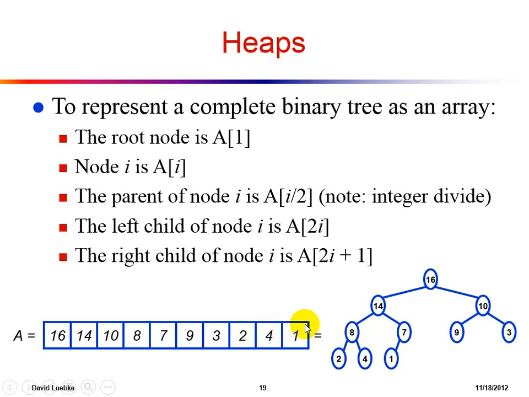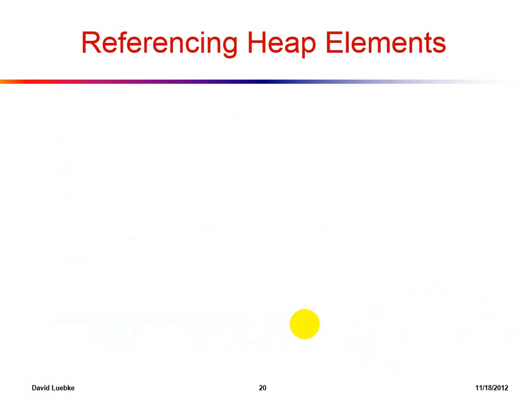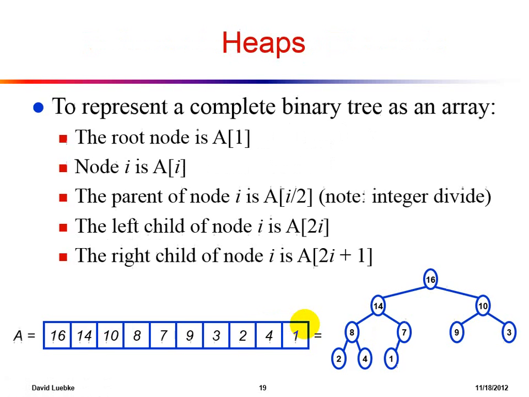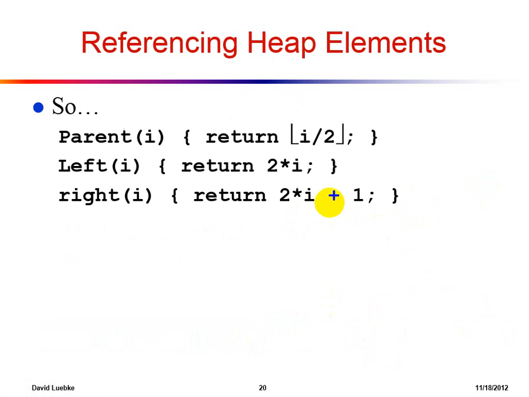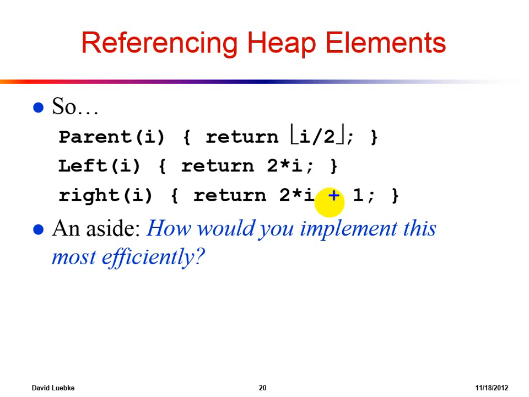There is also another interesting property of a heap, and we'll look into that. That's the definition. Once again, this is integer divide, which means the result is not a floating point number; it's an integer. Okay, so how do you implement this efficiently?